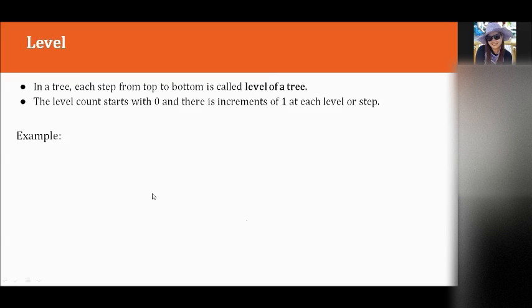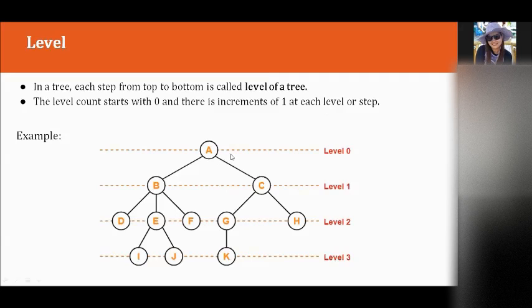So what about a level? In a tree, each step from top to bottom is called a level of a tree. The level count starts with 0 and there is an increment of 1 at each level or step. Since the tree starts from top to bottom, A is level 0, B and C are level 1, D, E, F are the third row, which is level 2. I, J, K is level 3.